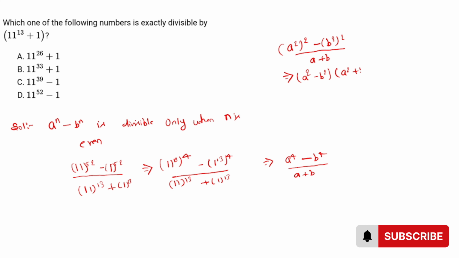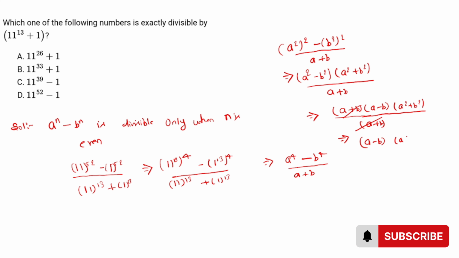And a square plus b square divided by a plus b. So a square minus b square is a plus b times a minus b, and a square plus b square divided by a plus b. Okay, so a plus b cancel each other, and a minus b and a square plus b square is the remaining part. So these are divisible by a plus b.